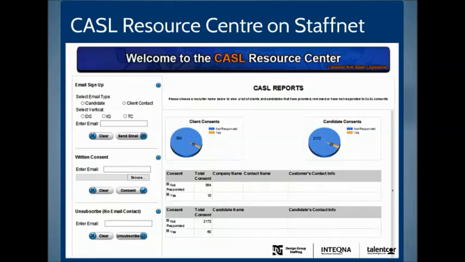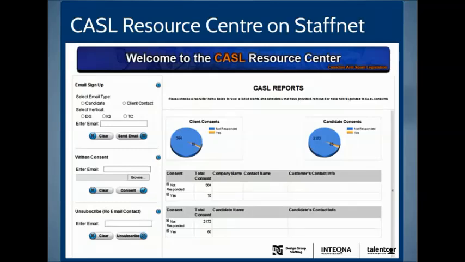On the right-hand side, you will notice that depending on your role in the organization and your login credentials, you will be able to see all of the client consents and candidate consents that you have received over time. So as you can see in this screenshot, this recruiter has 10 client consented profiles and 564 that have not responded. And on the candidate side, we have 60 express consented candidates and 2,172 that have not.